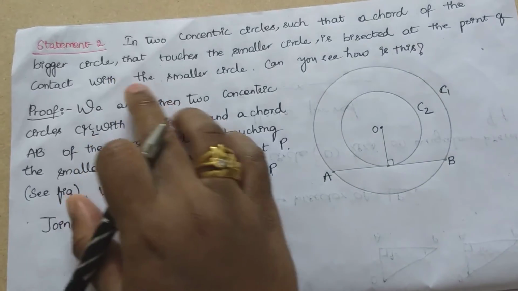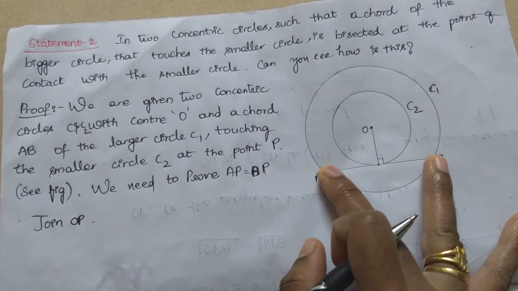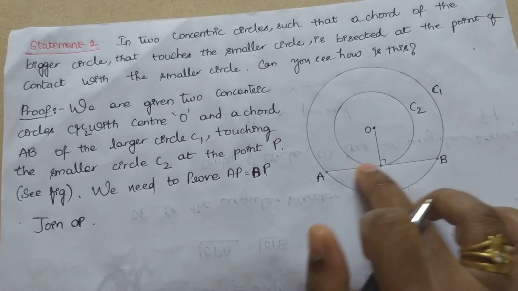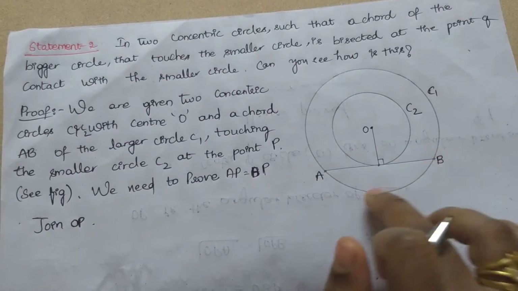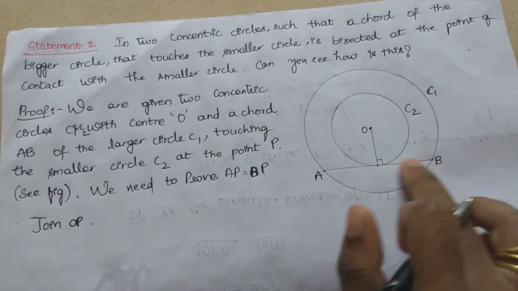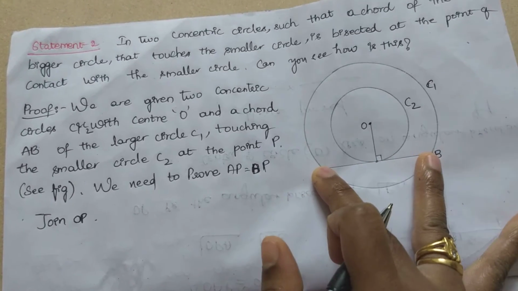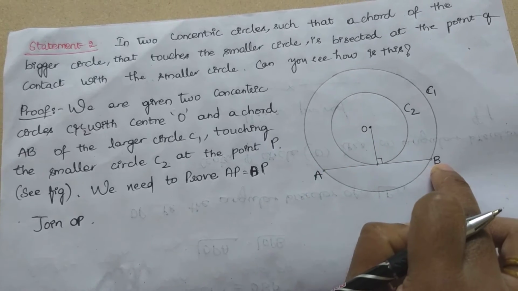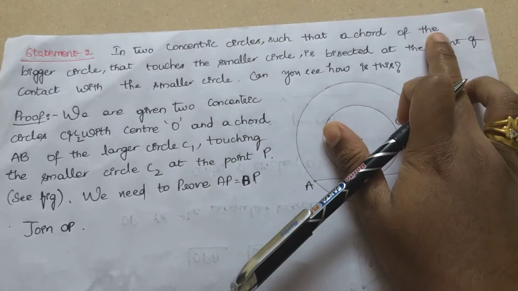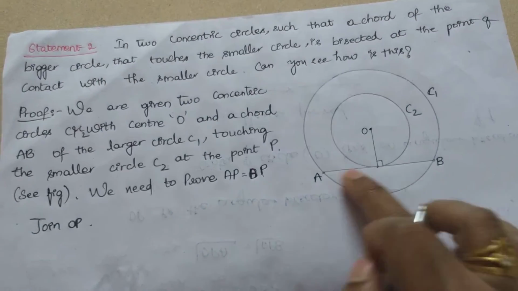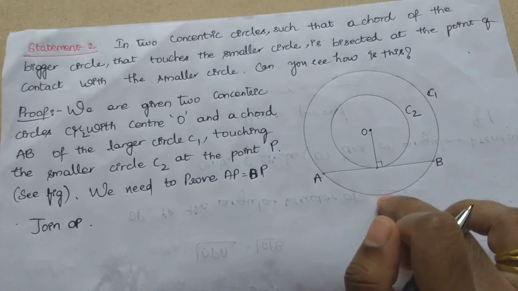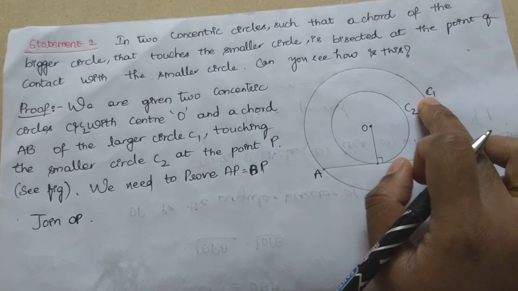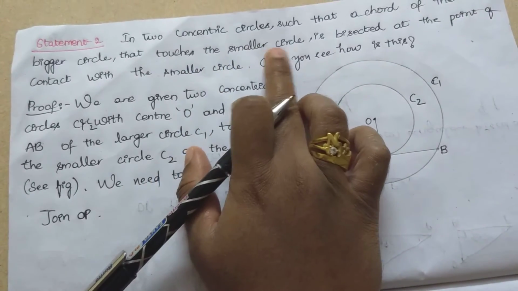Okay? So, chord of the bigger circle. What is meant by chord? Any line segment joining two points on the circumference of a circle is called a chord. Correct? So, this is the chord of the larger circle. This is the bigger circle, right? AB is the chord of the larger circle C1 that touches the smaller circle.